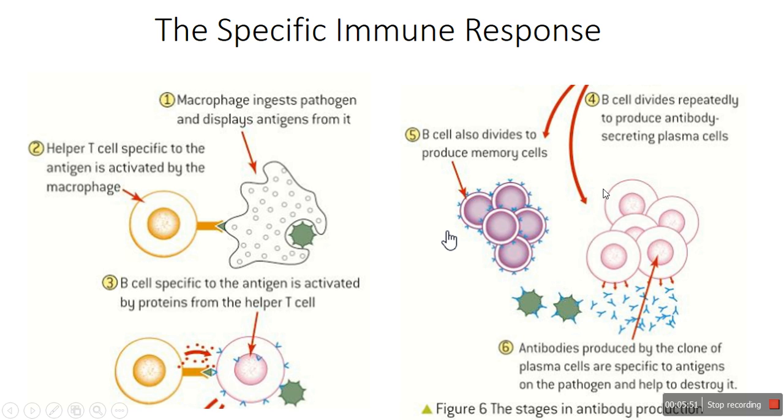Now, one thing we haven't discussed is memory cells. So we said that most of our mature B cells become plasma cells, which is here, but also a very small number of those B cells will become what we call memory cells. What these memory cells do is they will remain inactive unless the same pathogen infects the body again. If this happens, they will become active again and respond very rapidly, producing antibodies very quickly.